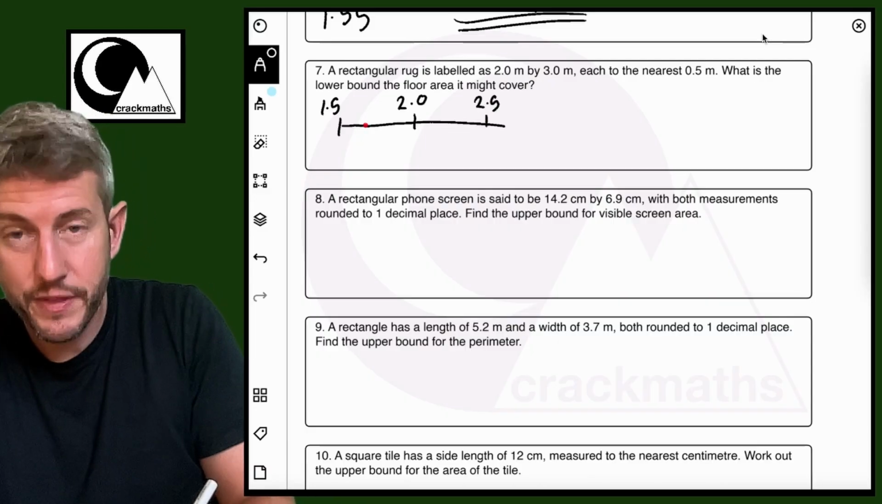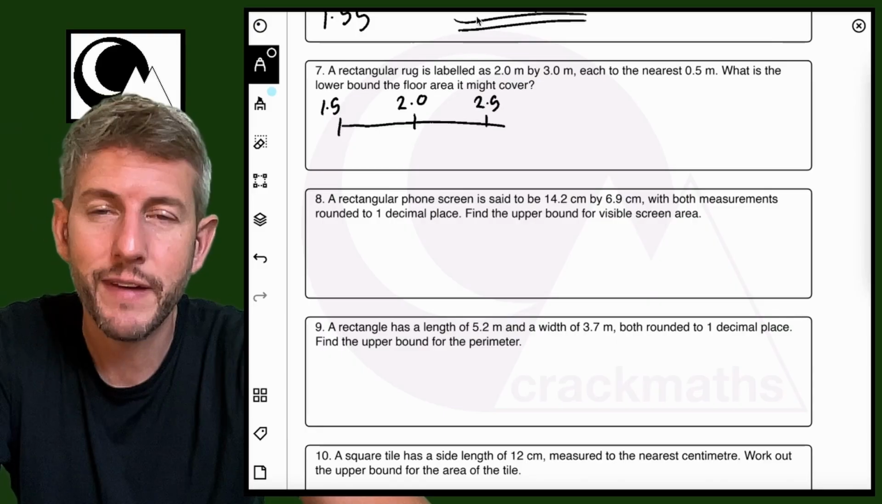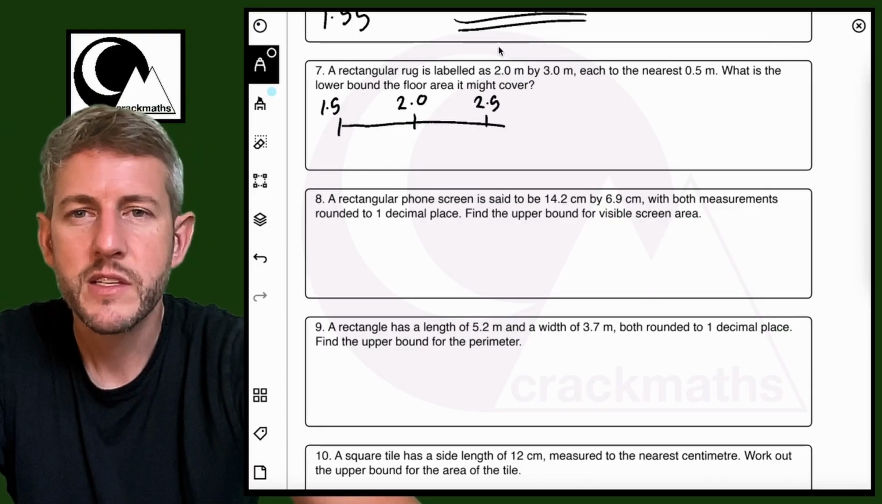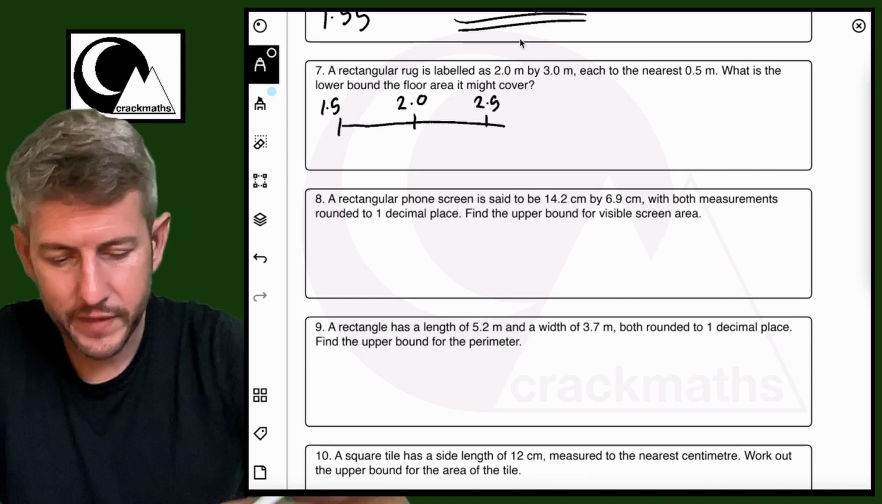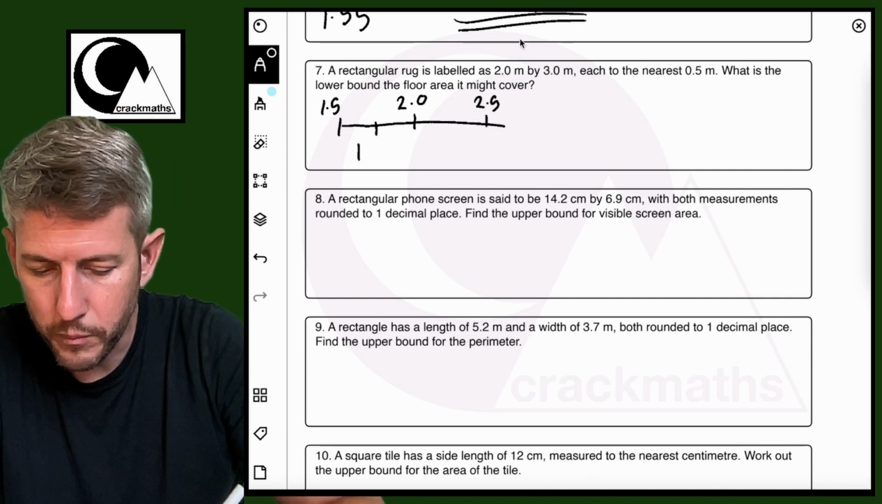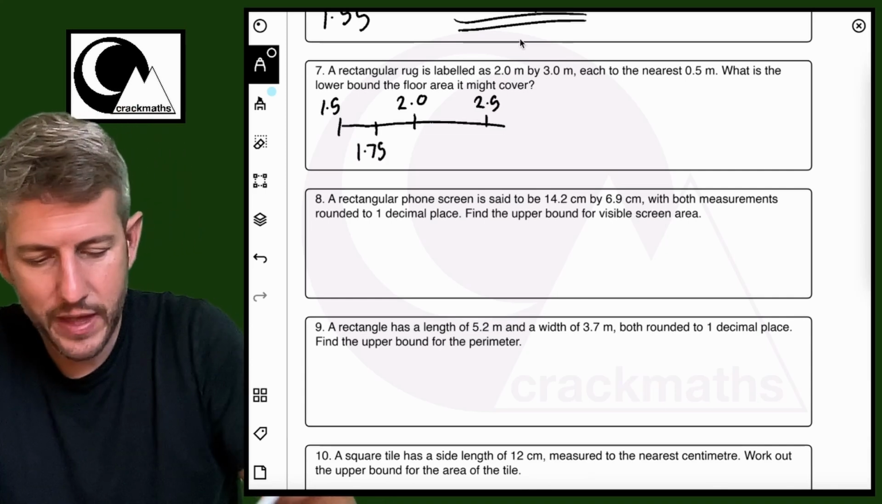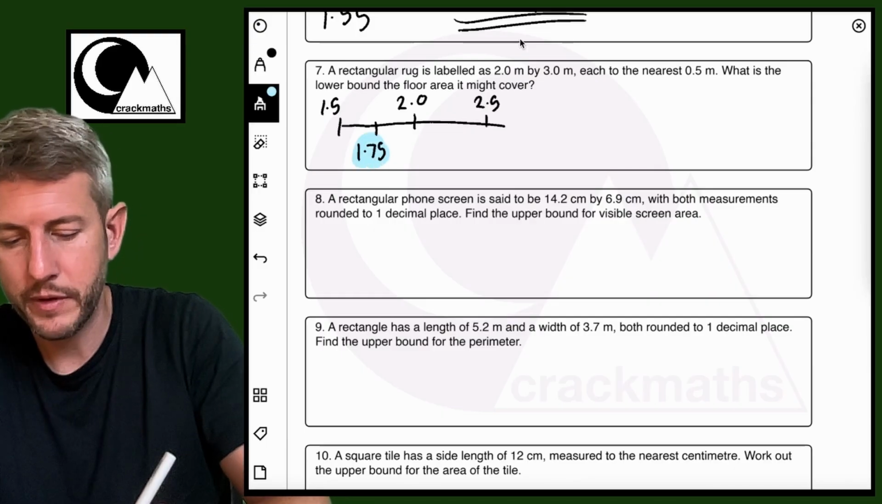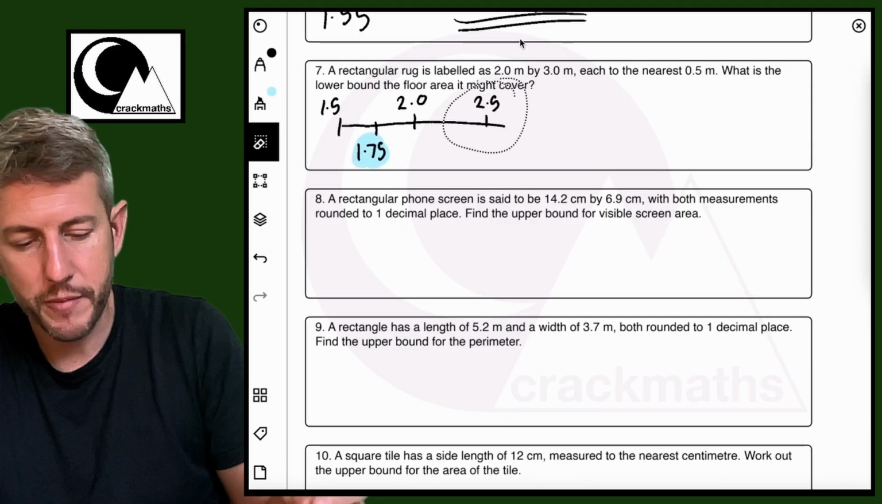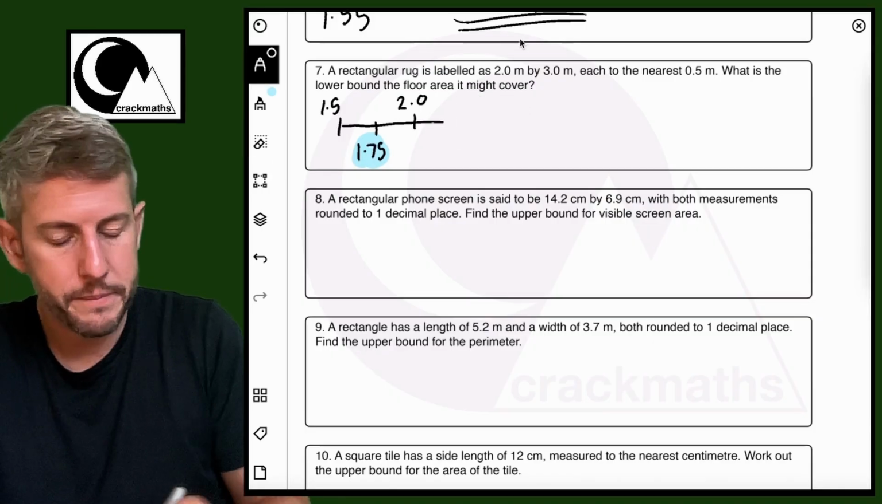The midpoints of these, remember we can get by adding the values together and dividing by 2. So if I do 1.5 add 2, that gets me 3.5. Half of 3.5 is 1.75. And that's the lower bound, so I don't actually need to bother with the upper bound for that one. In fact, let me just remove that information there. So that's the lower bound for that bit.